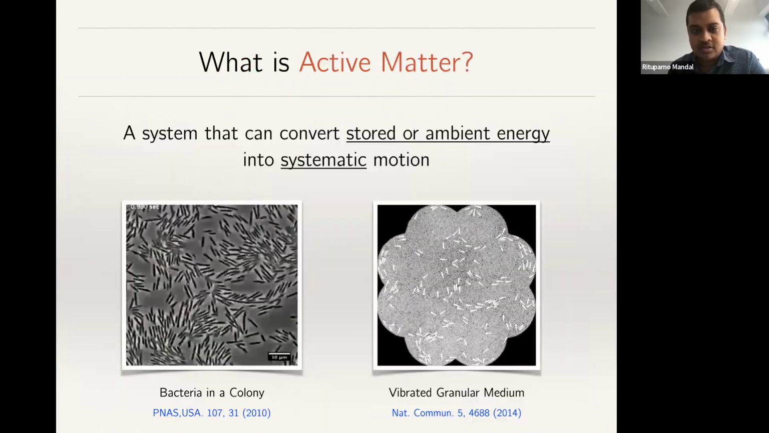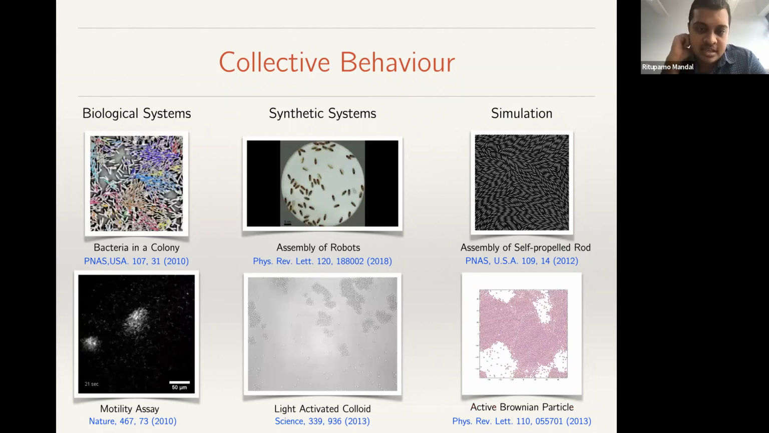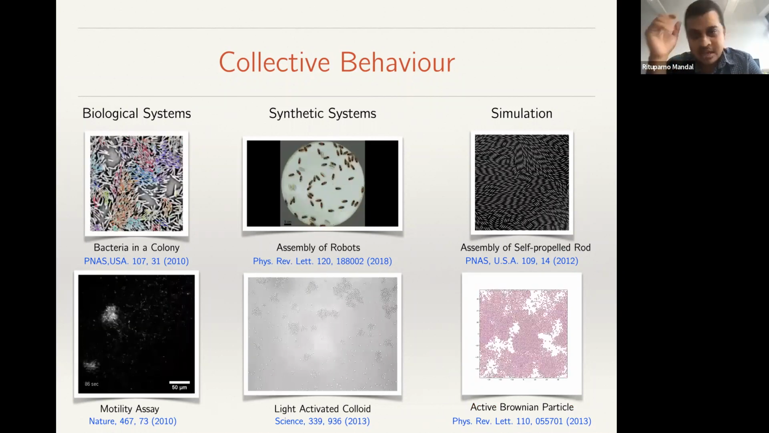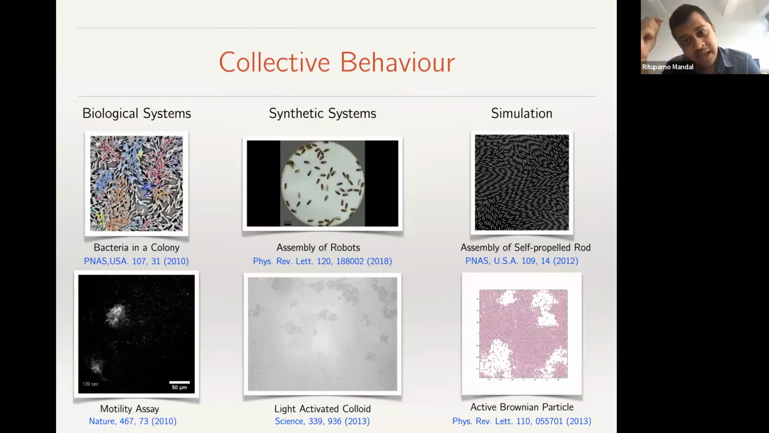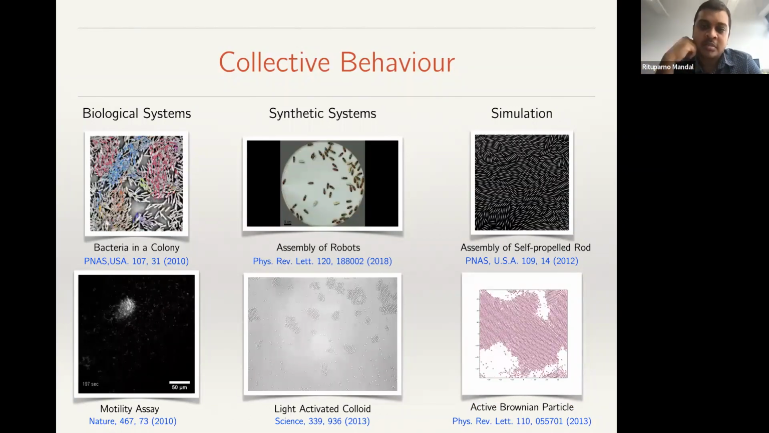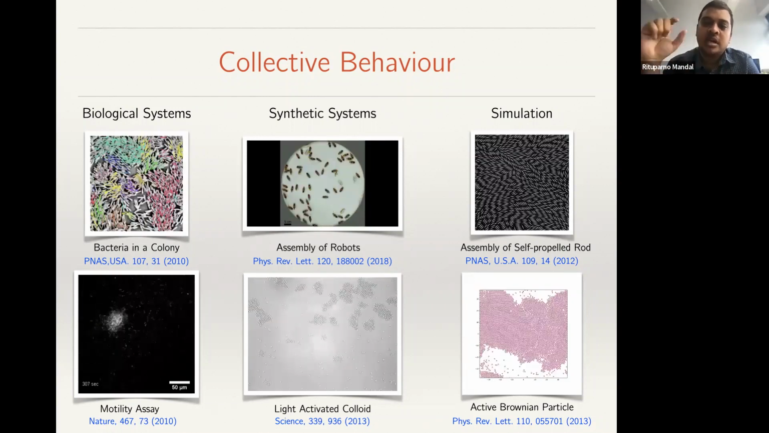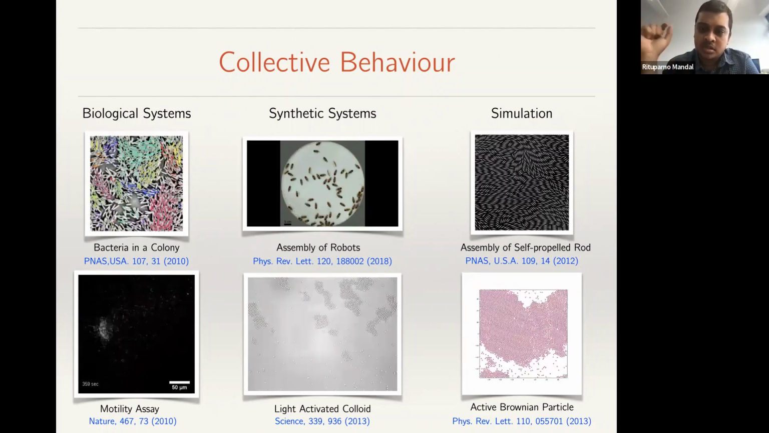Yes. So this is an assembly of robots in the synthetic system. In this particular example, these are simple robots. In principle, you can create complex interactions between them. Here they only have spherical interactions, so they don't overlap with each other.